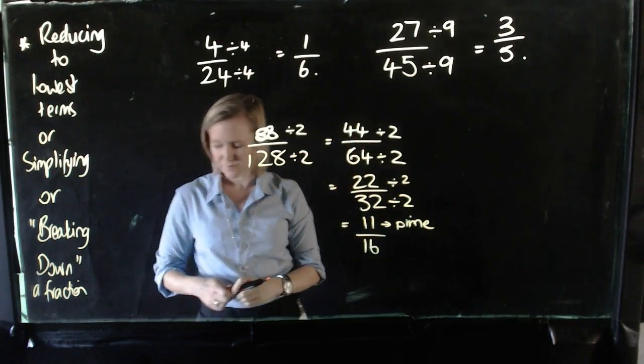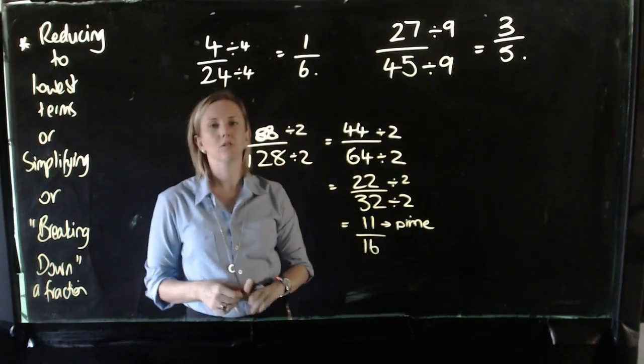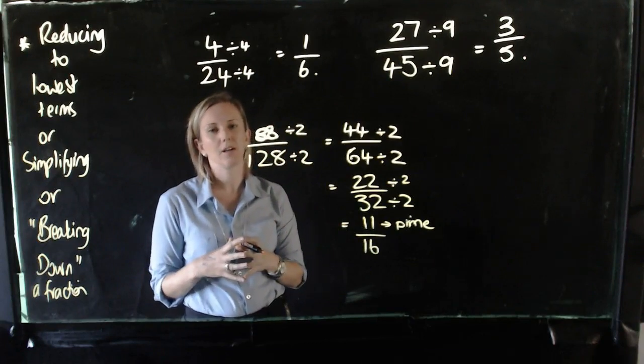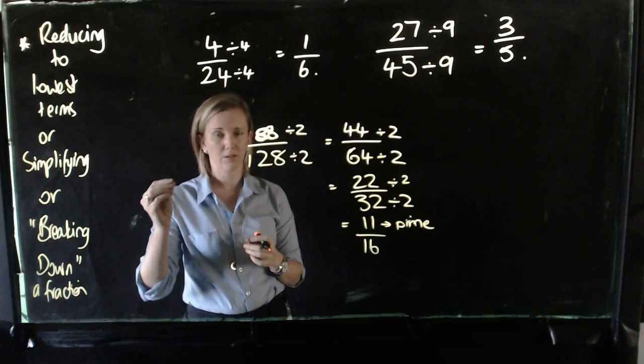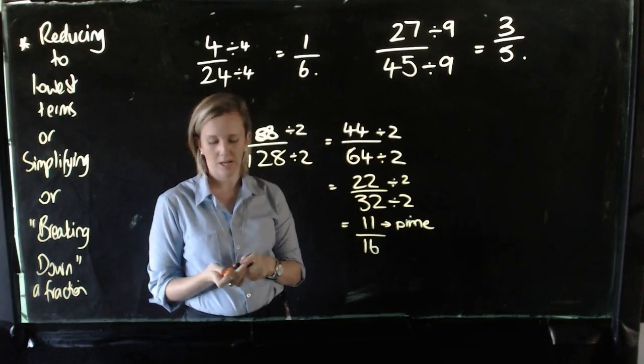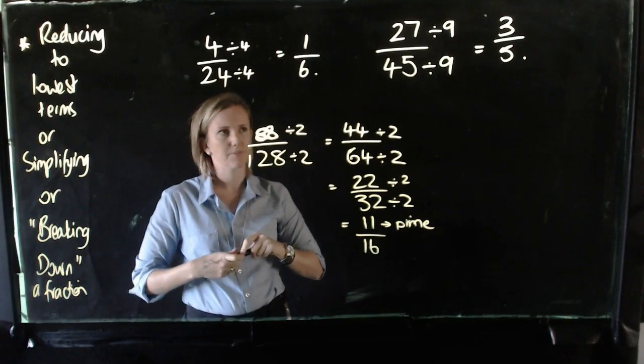Okay, so again, just to recap, you're looking at what number can I use to divide the top and the bottom, the numerator and the denominator, to make those numbers smaller. Now you must have one number for both, okay? And also you've got to keep going until you're really, really finished, okay?